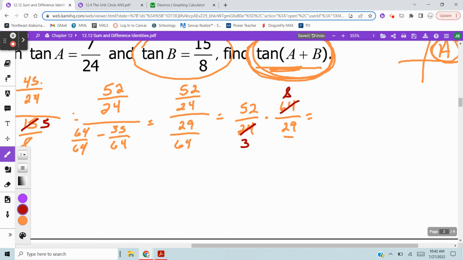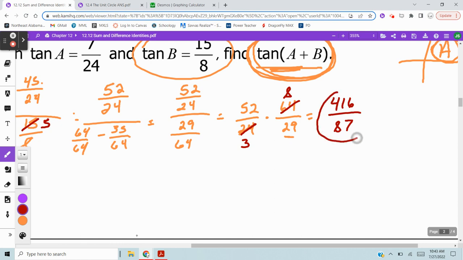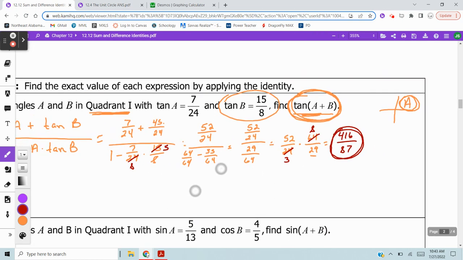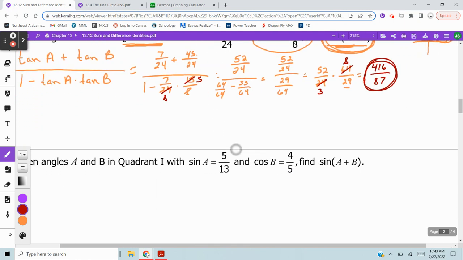So on top, I have 52 times 8, which is 416. On bottom, I have 3 times 29, which is 87. If you'd like to leave it improper, that is the value of the tangent of A plus B. And again, you are able to find the tangent of the sum of those angles without even knowing what those angles were.